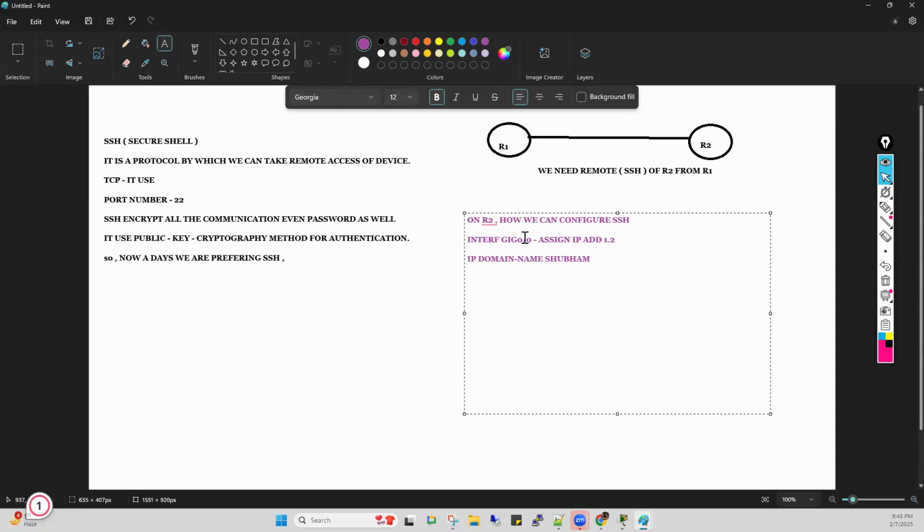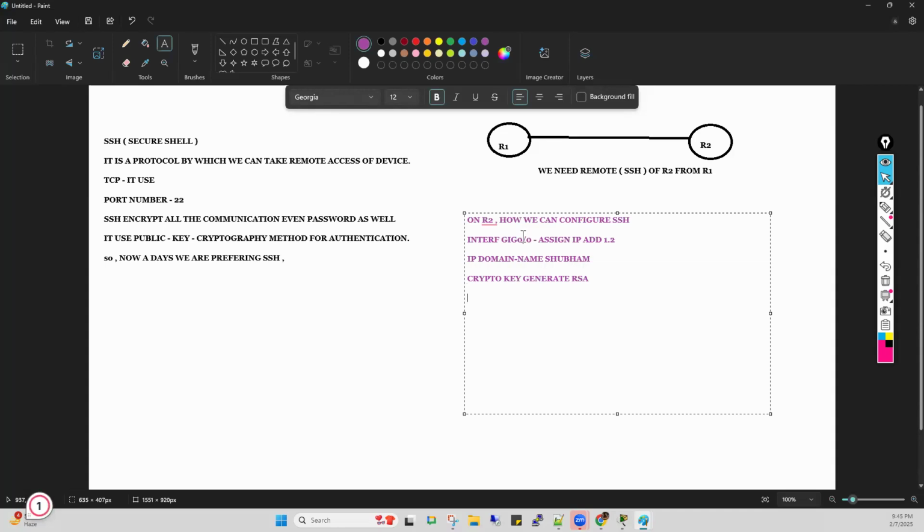After that, you need to create the crypto key. Crypto, because I told you SSH is a secured protocol because it performs encryption. So that's the reason you need a key. What is the command? Crypto key generate rsa. This is the command you need to do.